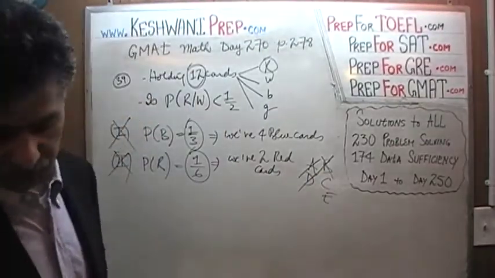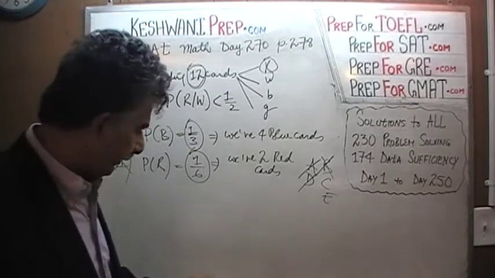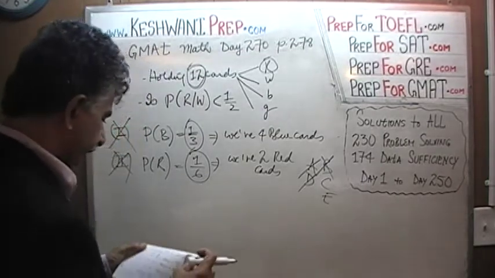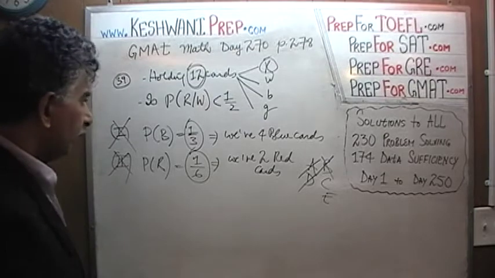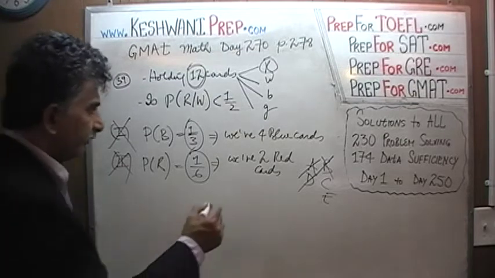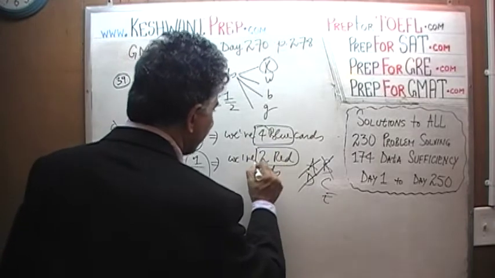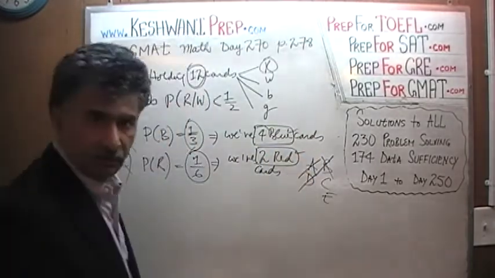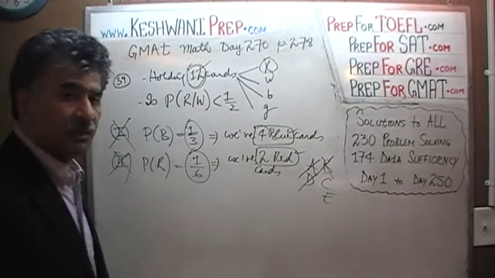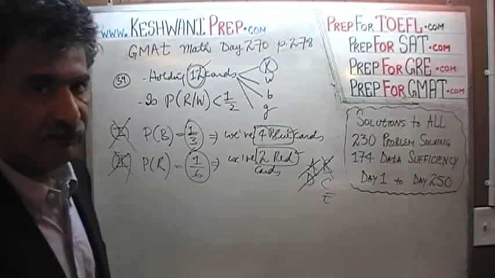Let's put the 2 statements together and see if we can get anywhere, shall we? What's going to happen is that we have the 4 blue ones and we have the 2 red ones. 4 plus 2 is 6. We have a total of 12, which means we have 6 cards unaccounted for.